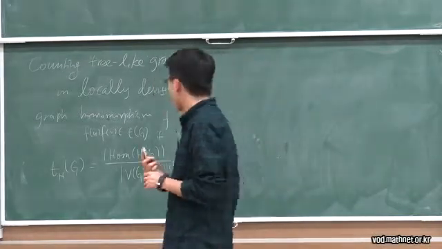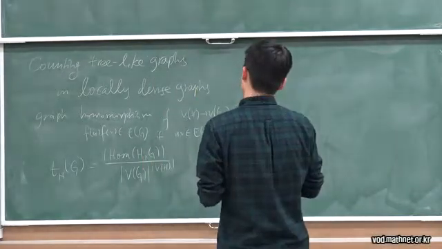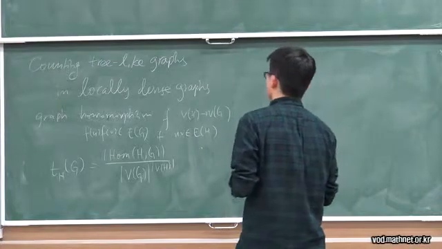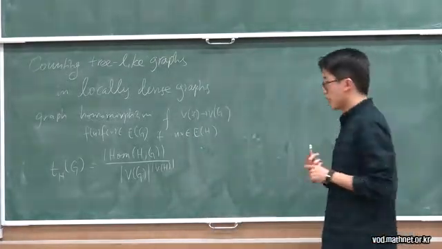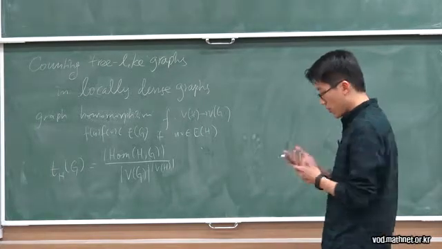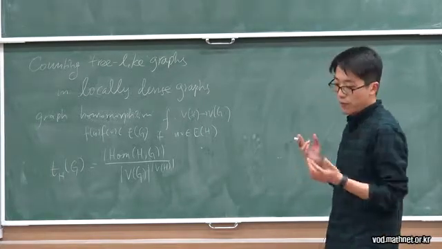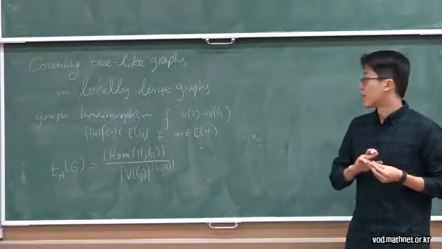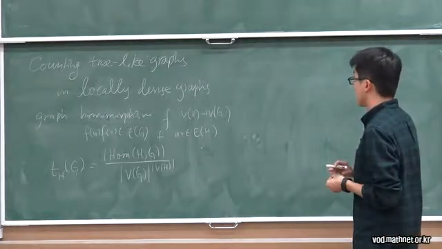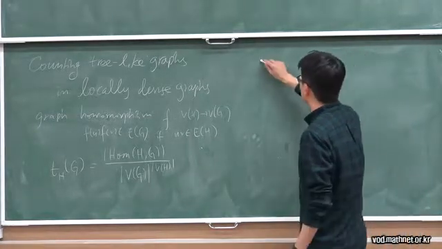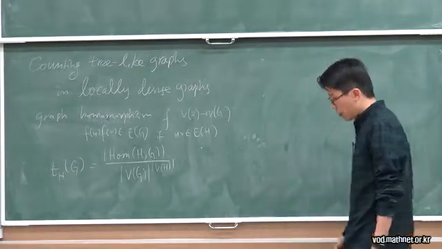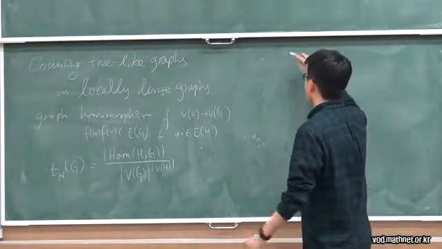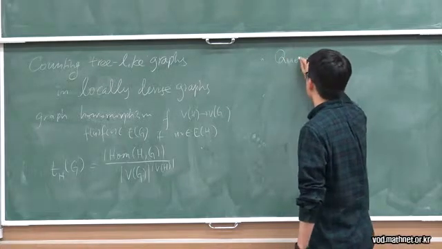And I'm going to talk about a question by Kohayakawa, Rödl, Nagle, and Schacht. There are a few different motivations for the question. Before getting to the question itself, let me briefly motivate it in different ways. So the first motivation for the question is quasi-randomness.